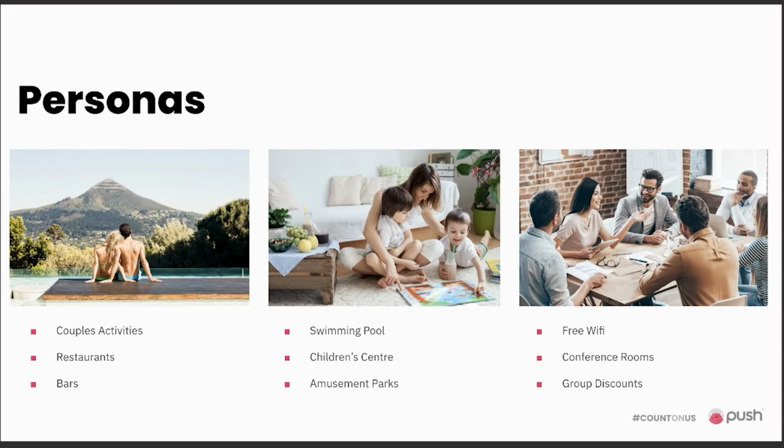Another person may be looking to book a family vacation. This means that they're going to be wanting to book a hotel that has a swimming pool and family centre, as well as being located near amusement parks and water parks to keep the whole family entertained. And a third person might be looking to book a business retreat. This means that their main priorities are going to be free Wi-Fi, the availability of conference rooms, and the availability of group discounts. Now, machine learning will analyse which combinations perform the best, and then based on the user's searches, Bing will then be able to serve the right ad to the right customer.